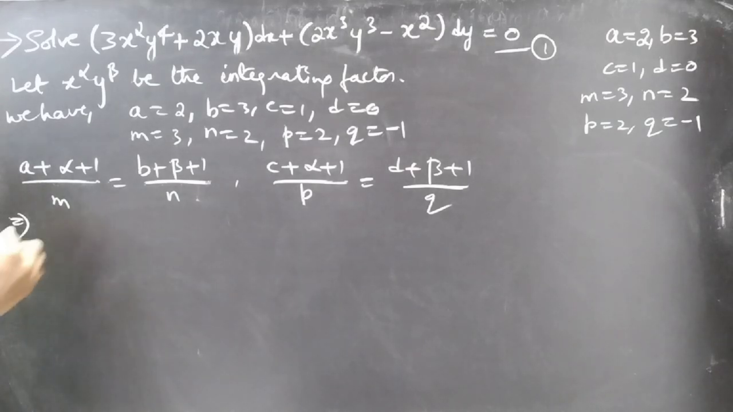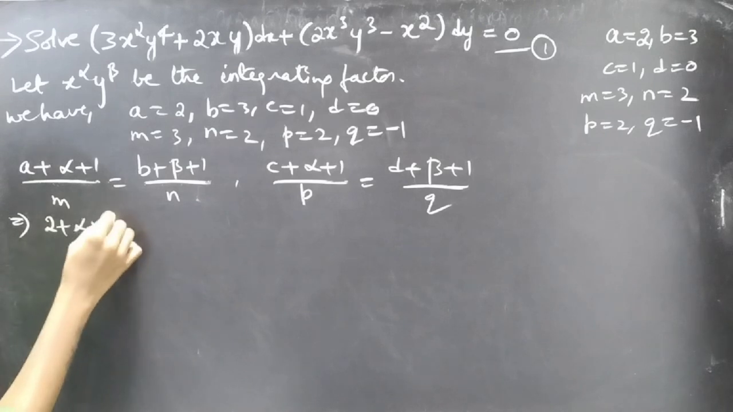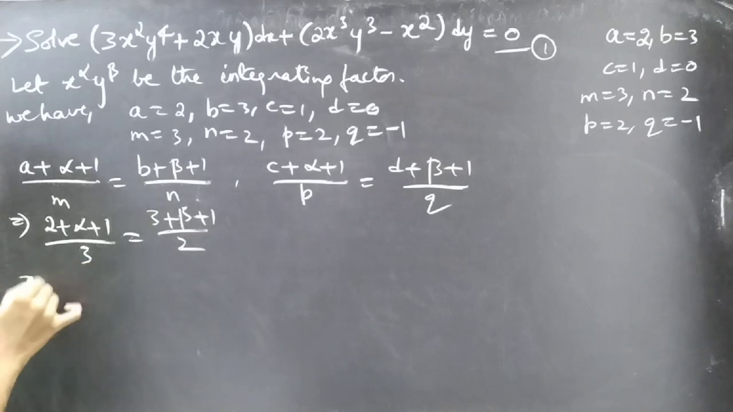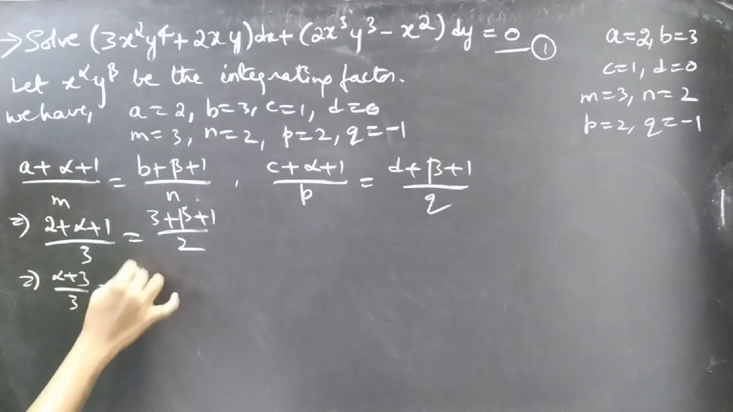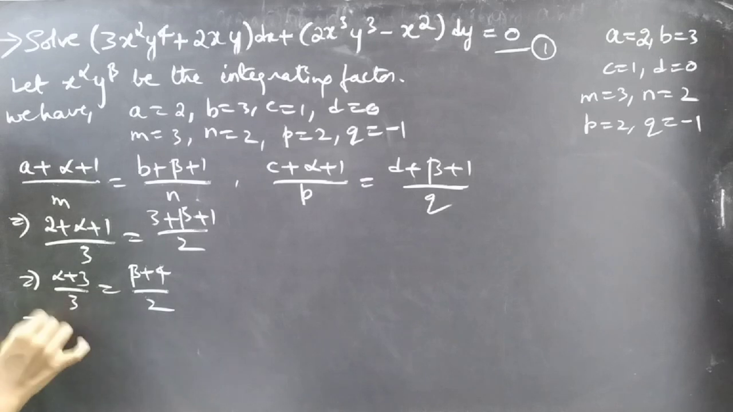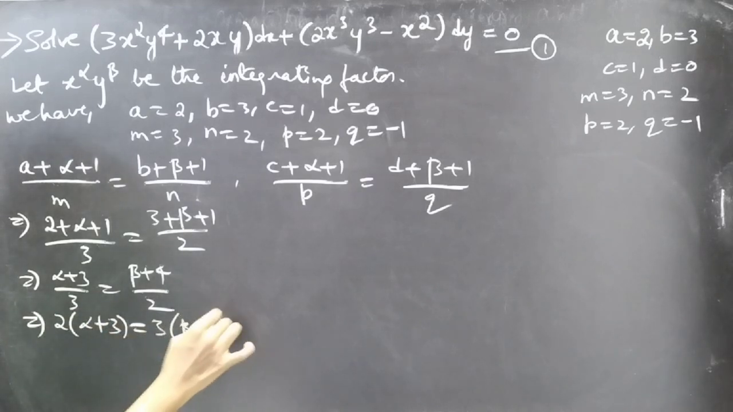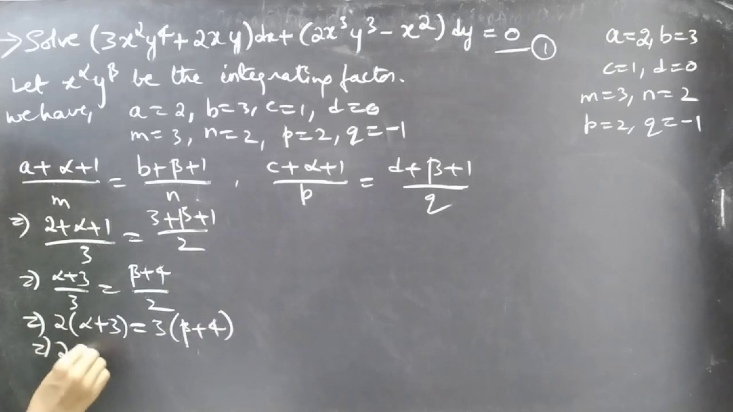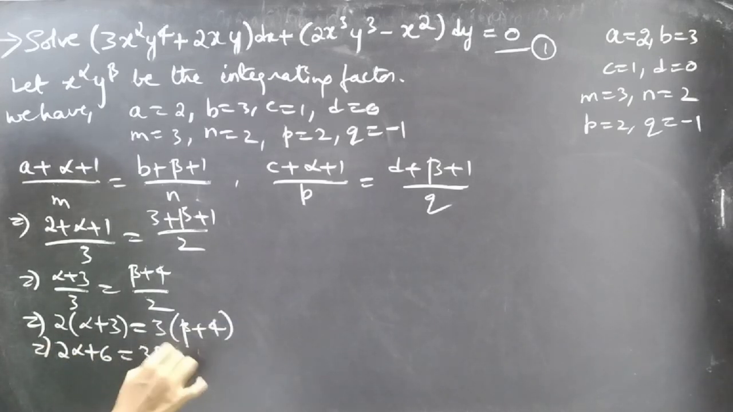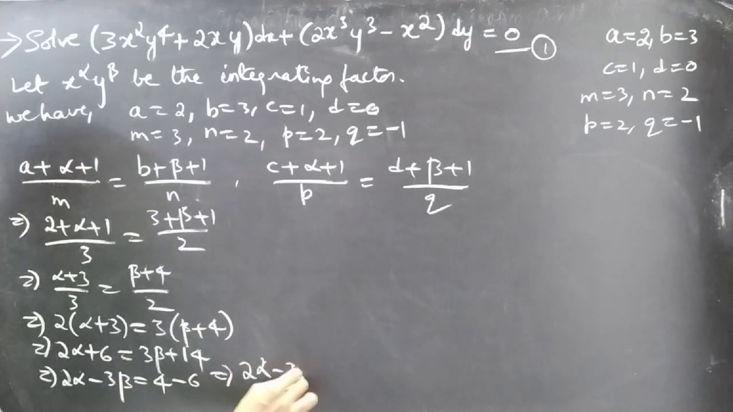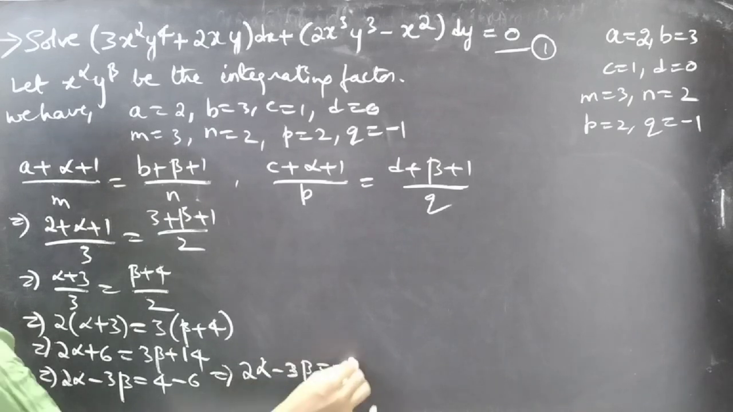Now substitute the values, we'll get 2 plus alpha plus 1 by 3 equal to 3 plus beta plus 1 by 2, which gives us alpha plus 3 by 3 equal to beta plus 4 by 2. Now make the cross multiplication. From this we'll get 2 alpha plus 6 equal to 3 beta plus 3 4s are 12. Now bring this 3 beta to LHS, then you'll get 2 alpha minus 3 beta equal to 4 minus 6, which gives us 2 alpha minus 3 beta equal to minus 2.